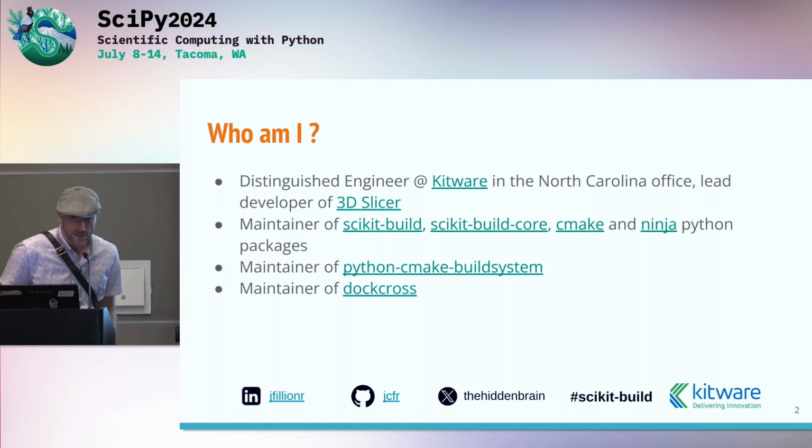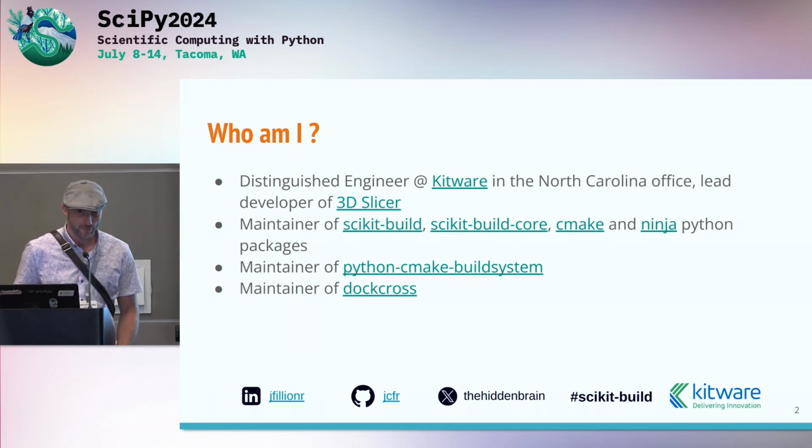First, who am I? I work at Kitware in our North Carolina office. I am the developer of 3D Slicer, a medical imaging application. I'm also the maintainer of a few Python packages: scikit-build, scikit-build-core, CMake, Ninja, and the CMake-based Python build system to build CPython on multiple platforms. I'm also the maintainer, with my colleague Matt, of DockCross, a collection of Docker images to more easily cross-compile any project.